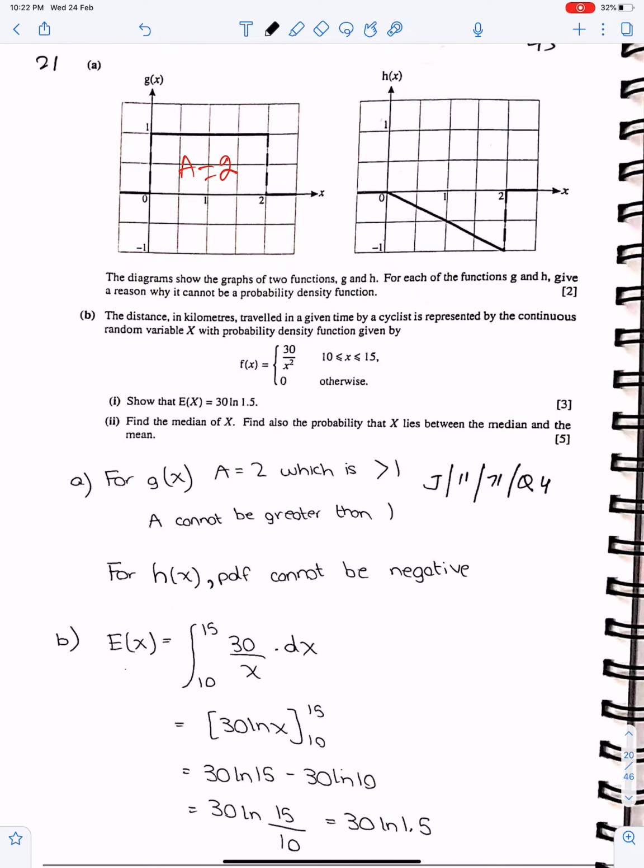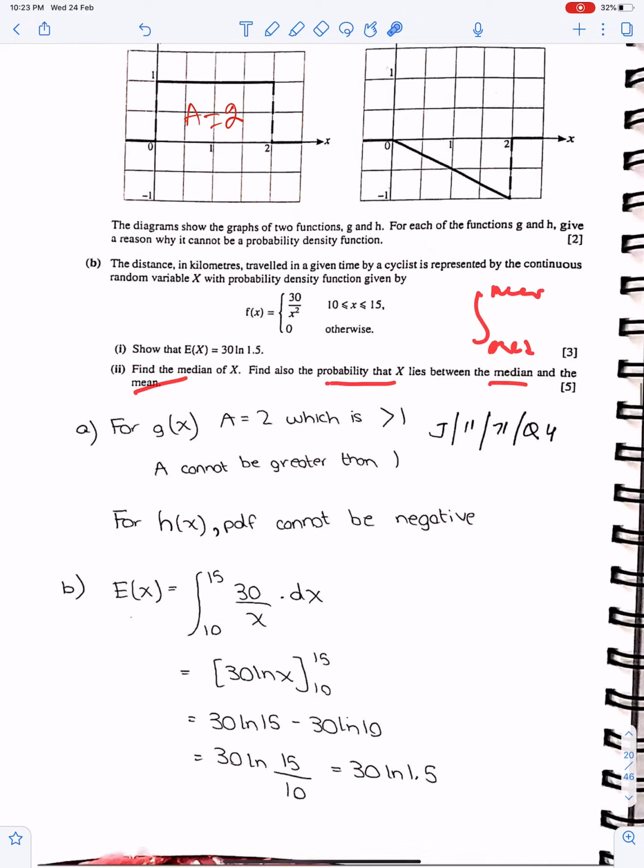Well, the next part, we need the mean. This is simple. You all know how to get the mean. And then they ask to find also the probability that x lies between the median and the mean. This is so simple. The lower limit is the median, and the upper limit is the mean.